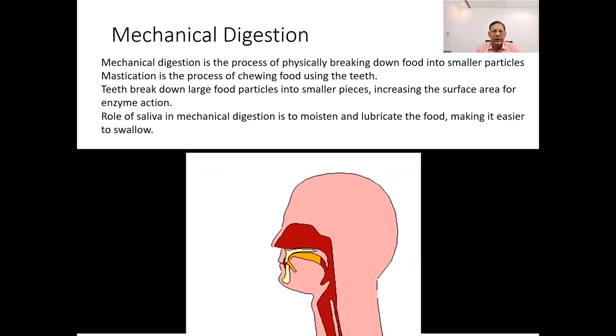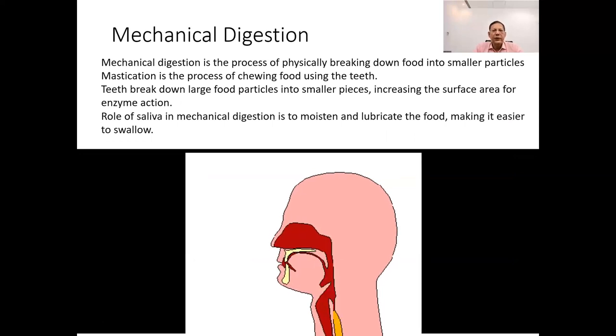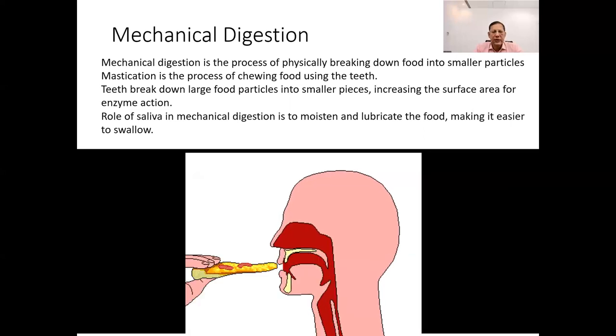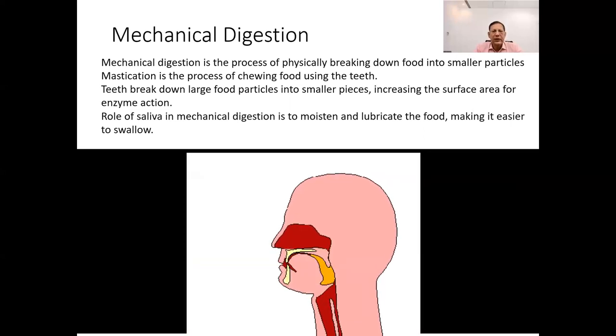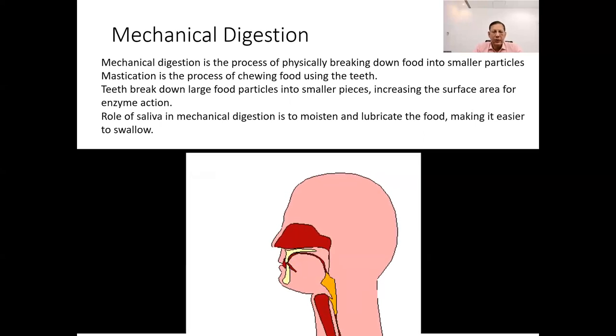So mechanical digestion is the process of physically breaking down the food particles into smaller particles without changing their chemical composition. This initial breakdown of the food facilitates the subsequent action of the enzymes during the chemical digestion. Mechanical digestion mainly occurs in the mouth and stomach, where the food is physically manipulated and broken down into smaller pieces.